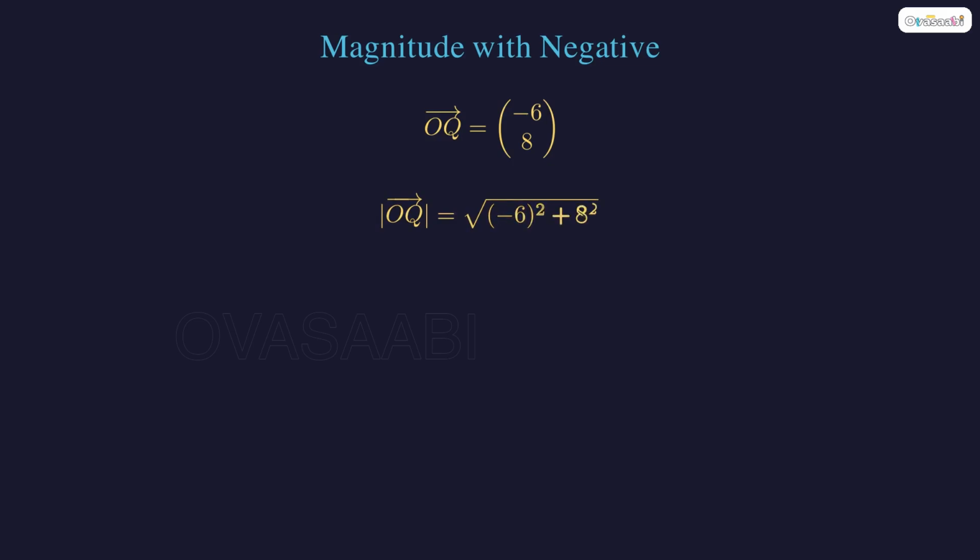Magnitude equals square root of 36 plus 64. That's square root of 100, which equals 10 units. Notice we square the negative, so it becomes positive.